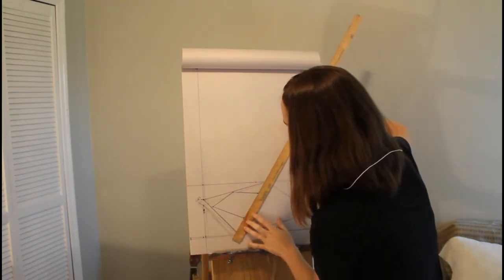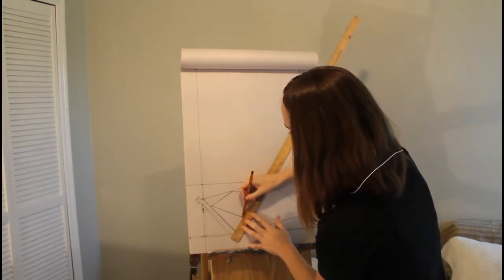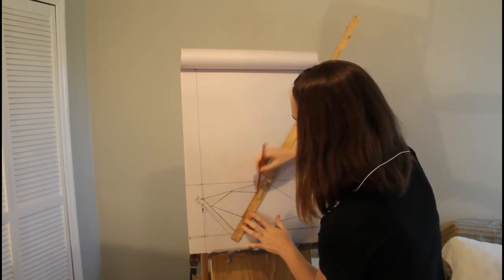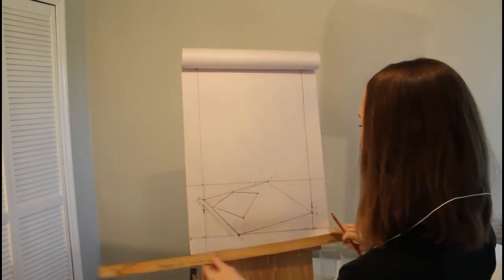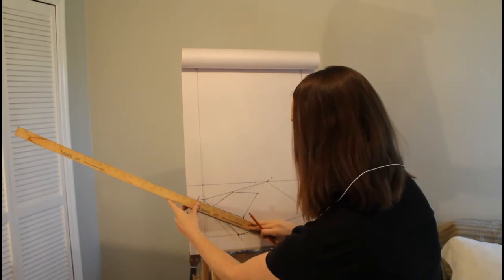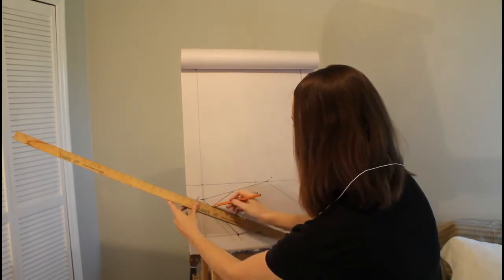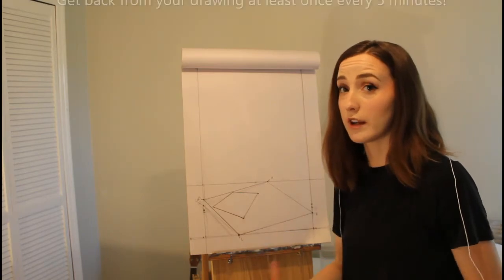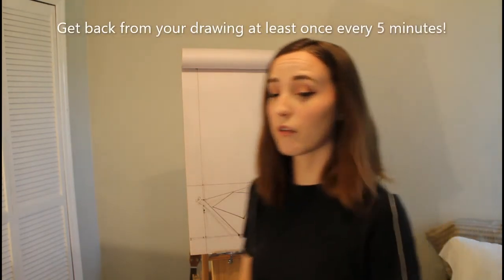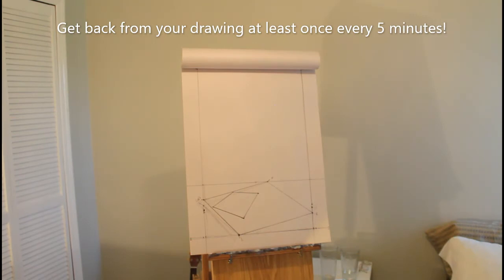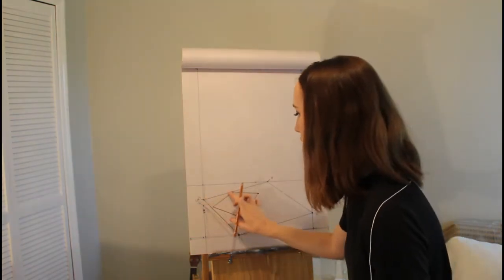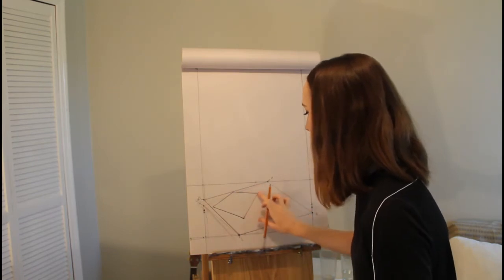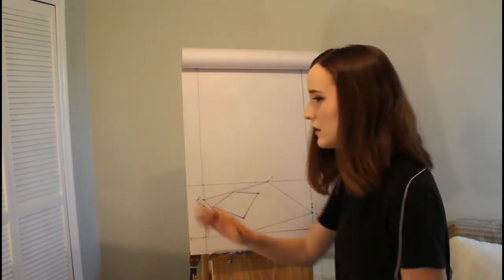So remember that atmospheric perspective. I'm drawing darker on the point that's closest to me and kind of trailing off a little bit. It's very important to get back from your drawing and look at it from afar. So I'm going to get where the camera ends. Alright, it looks a little wonky. I'm looking at these triangles that are being created. Are these the same triangles I'm seeing on the paper?